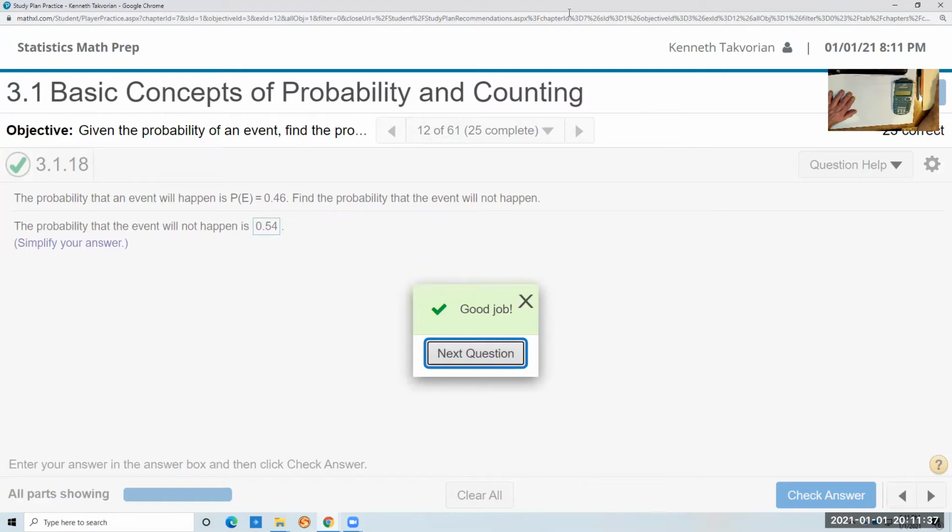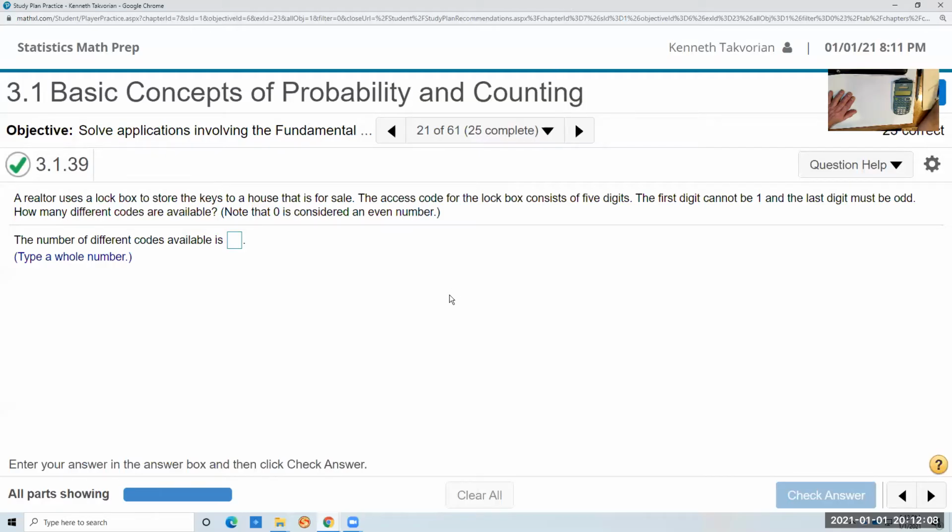We're going to look at another problem. A realtor uses a lockbox to store the keys to a house that is for sale. The access code for the lockbox consists of 5 digits. The first digit cannot be a 1, and the last digit must be odd. How many different codes are available? Note that 0 is an even number.